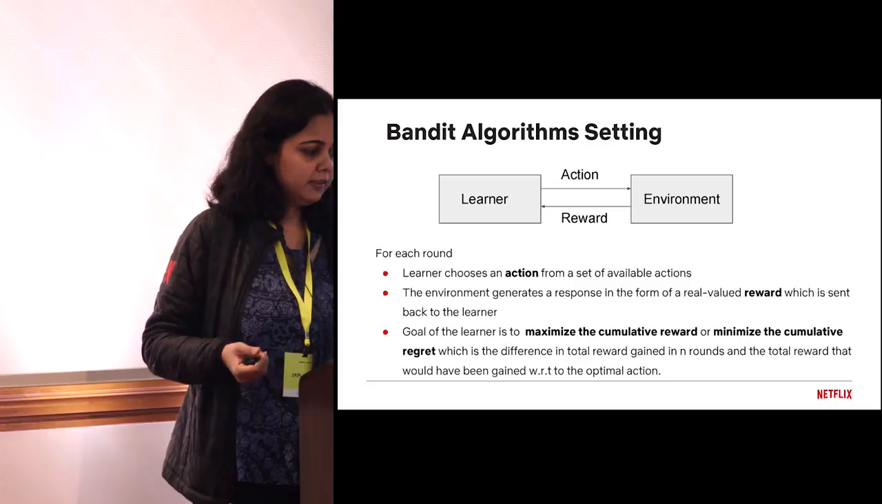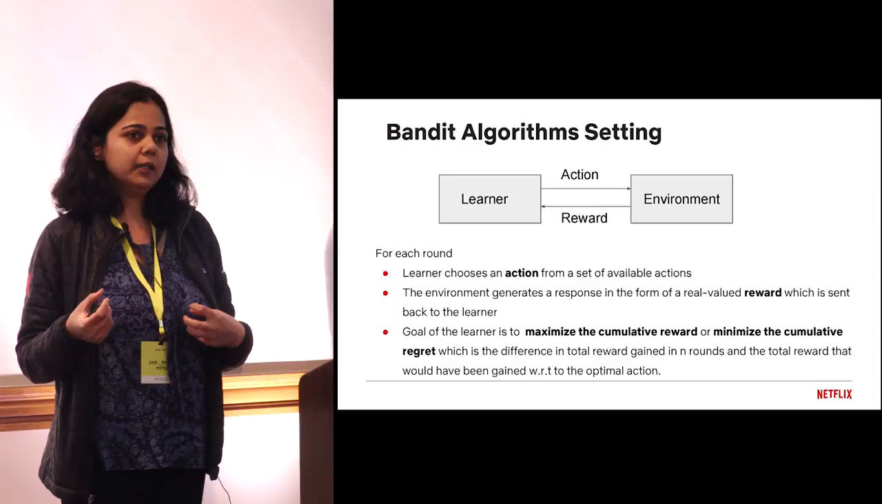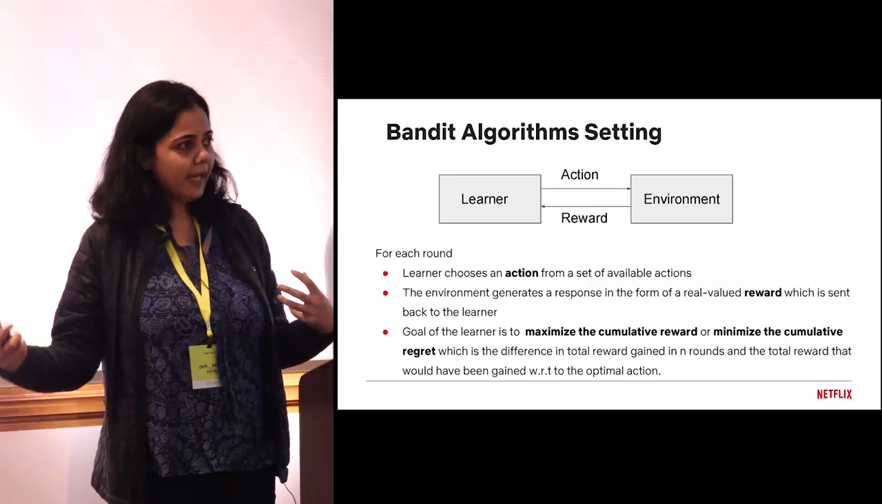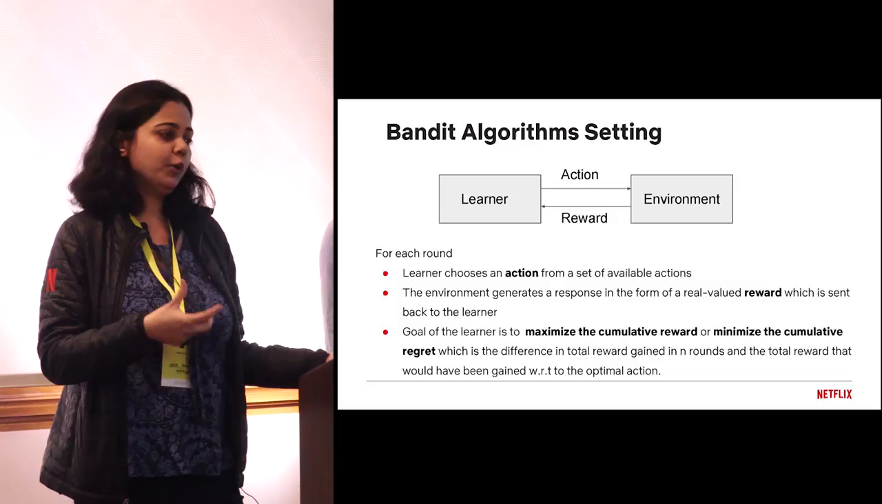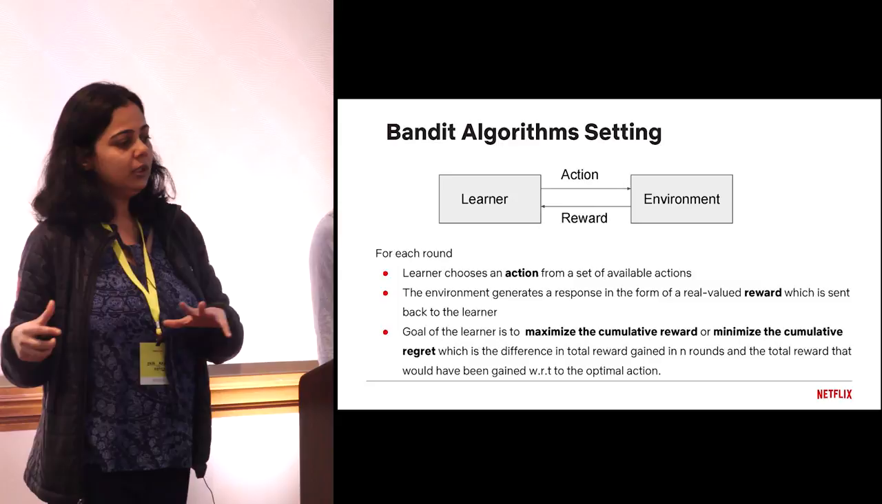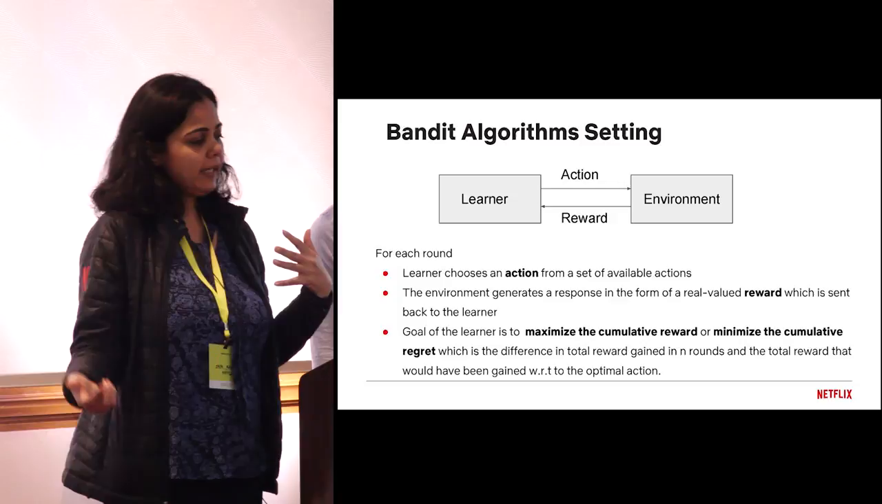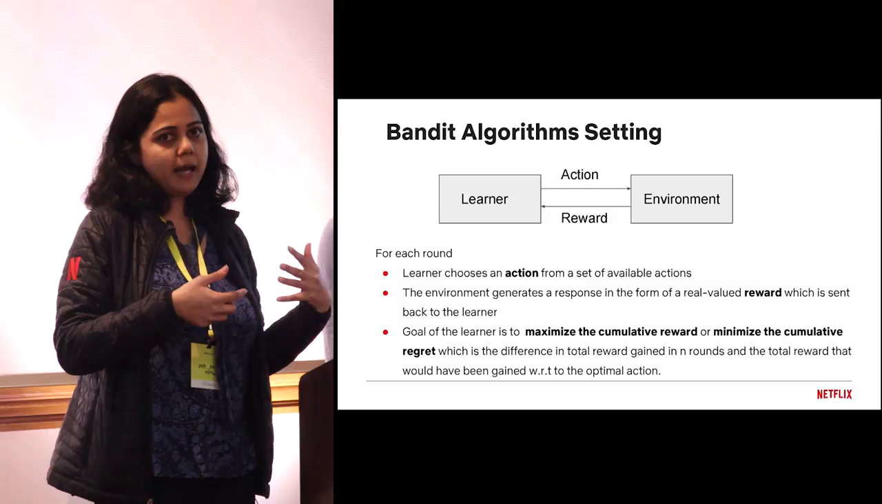So let's see how the bandit algorithms actually work. There is a learner which interacts with the environment via selecting an action, and the environment responds back to the learner by presenting a reward. So the bandit game proceeds as follows. For each round, the learner chooses an action from a set of available actions and presents it to the environment. The environment generates a real-valued reward and presents it back to the learner.